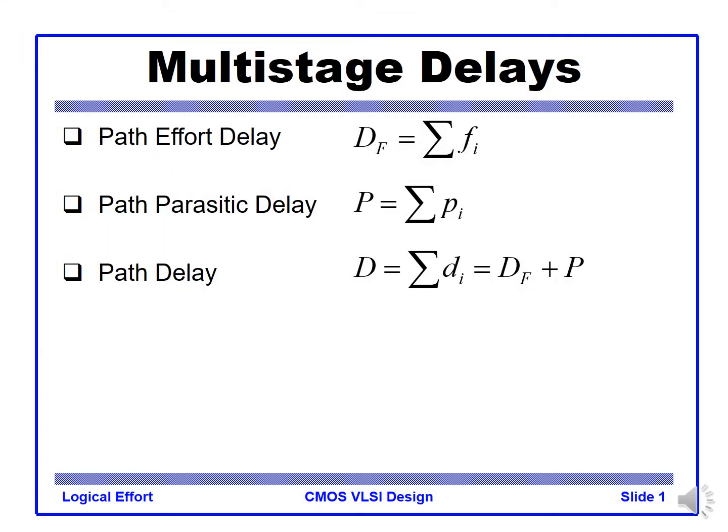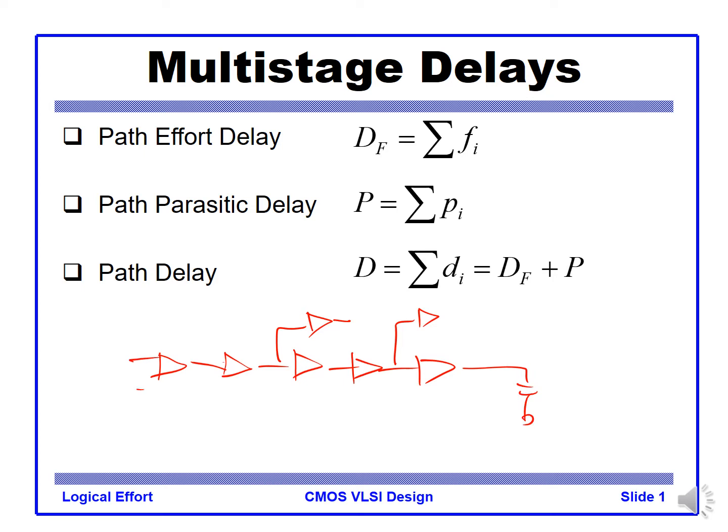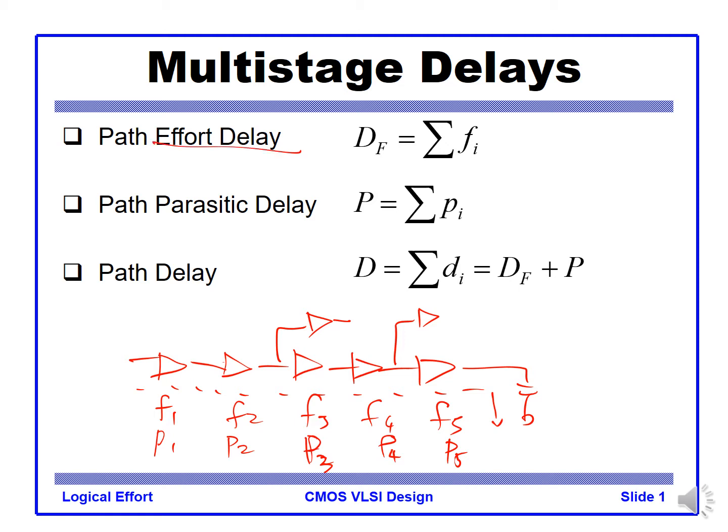Multi-stage delay. So now if we have multiple stages like this, with some branching there, and the final load through this path, we calculate the path effort delay: F1, F2, F3, F4, and F5. And then we also have a parasitic delay for each stage, P3, P4, P5.